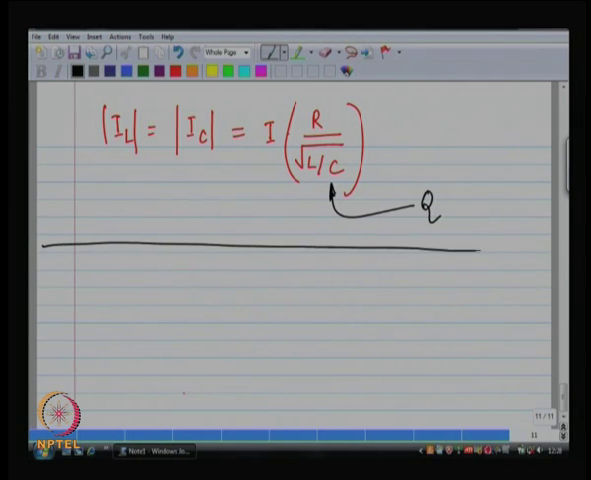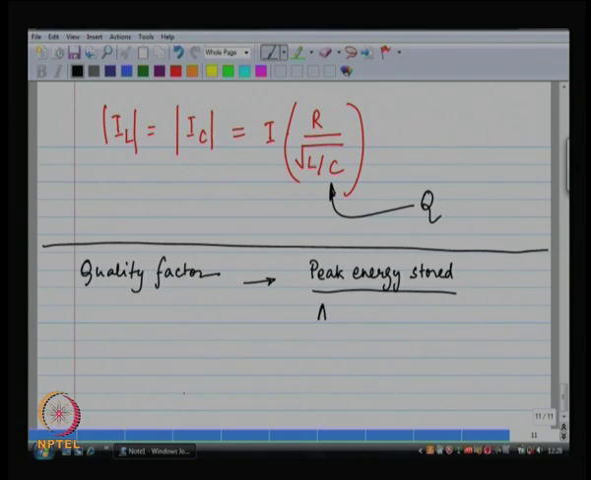Now, with this I am going to define Q. What is this Q? I mentioned Q already, but I have not yet defined it, I just called something Q. Okay. Q or the quality factor is defined as the peak energy stored in your circuit divided by the average power, average energy that is burnt.